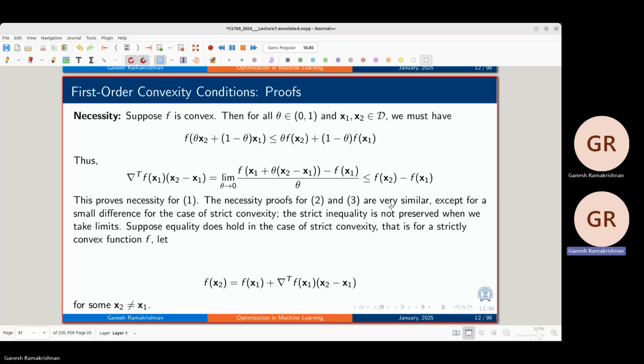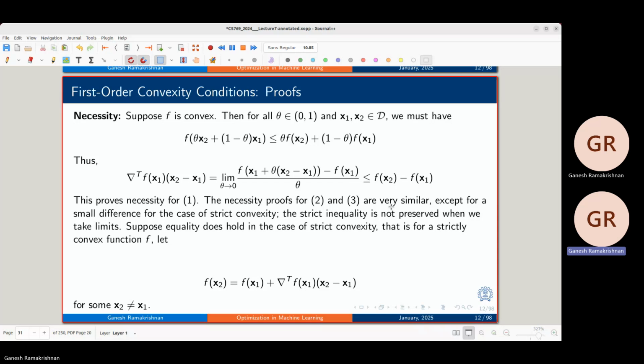Was it theta? Oh, sorry. There's a theta x2 here. That is different. This was theta x2. I'm sorry, we're dealing with theta x2 here. Right. So I just swapped it here. So theta x2 plus 1 minus theta x1. Yeah, everything is correct. Otherwise, minus f of x1.